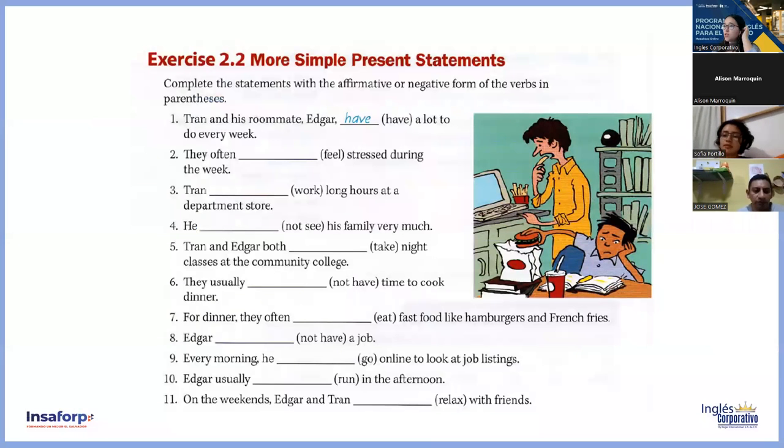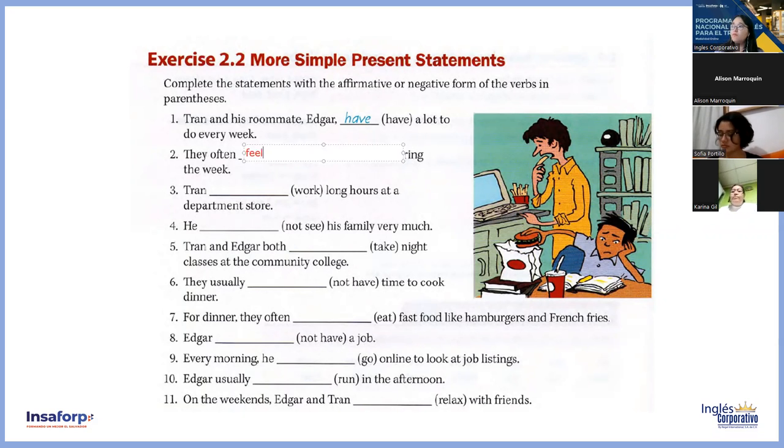Okay, guys, welcome back. So let's finish these activities and then you're going to present the information from your partner, right? Okay, so let's go with the first one. What do you have, Allison, please, in the second one? They often feel stressed. Okay, excellent, Allison.